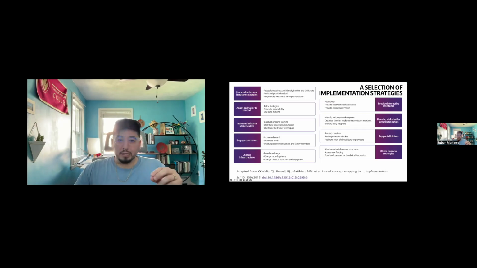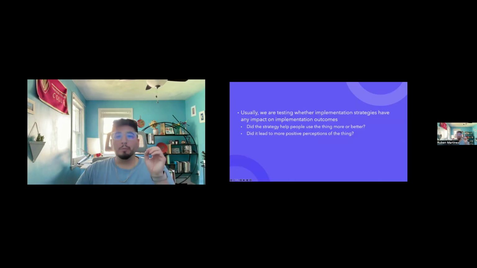The difference in what a lot of people are doing and implementation science is that it's really important to test the effects of those strategies. So implementation science is really focused on testing the effect of implementation strategies on implementation outcomes. I've said that twice because I think it's really important.